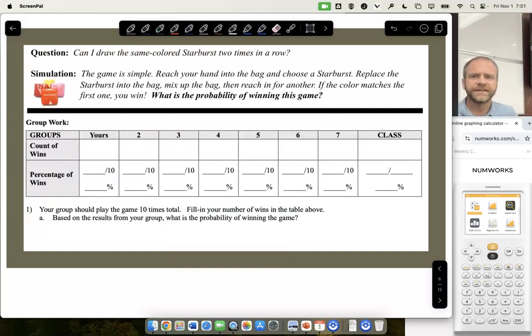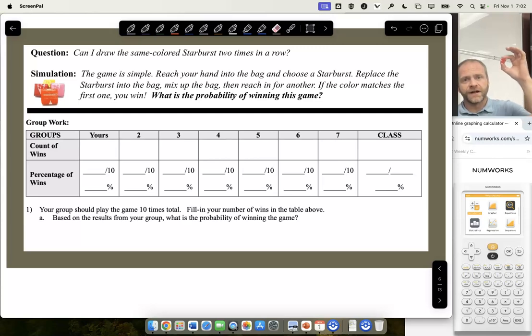So now let's look at this activity. This activity, again, taken from Mathematic, looks at can I draw the same card, a Starburst, 2 times in a row. And this game is pretty simple. What you do is we put some Starbursts into a bag. Do not worry, we will mix thoroughly. What's going to happen is we are going to reach in the bag and take out one of the Starbursts. So I mix it up, I get in, I get a red.